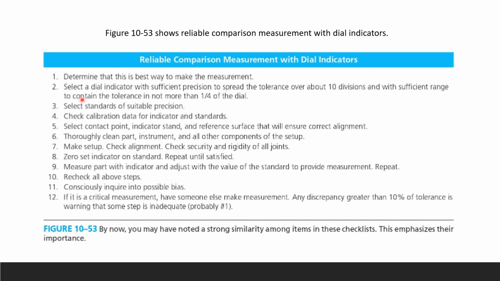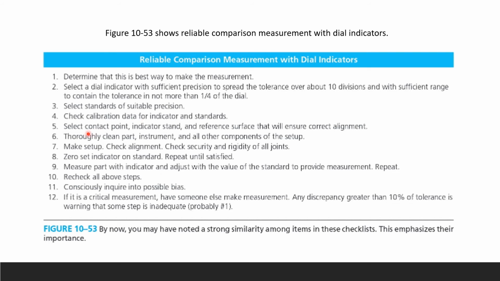Second, select a dial indicator with sufficient precision to spread the tolerance over about 10 divisions, and with sufficient range to contain the tolerance in not more than 1/4 of your dial. I'm just trying to tell you to keep the range and the division straight. Then select the standards of suitable precision. You have to choose the right standard. Check calibration data for the indicator and standard. You always have to do this for any kind of measurement.